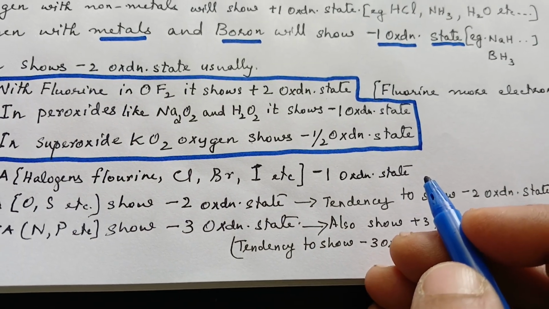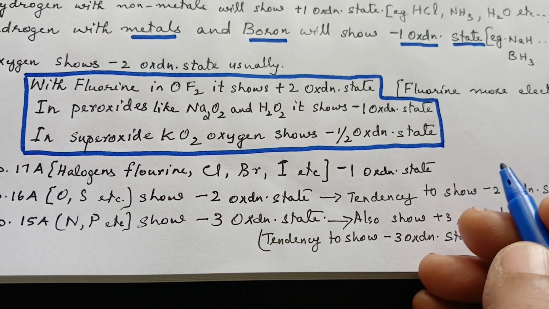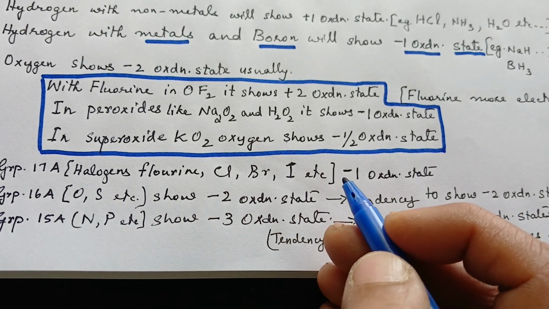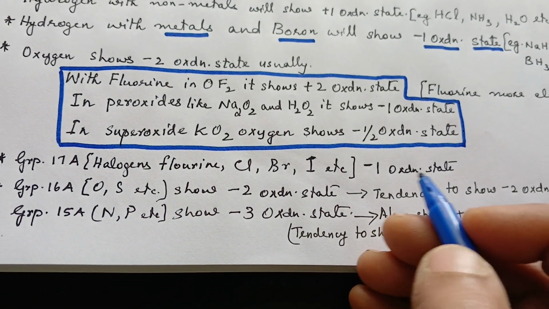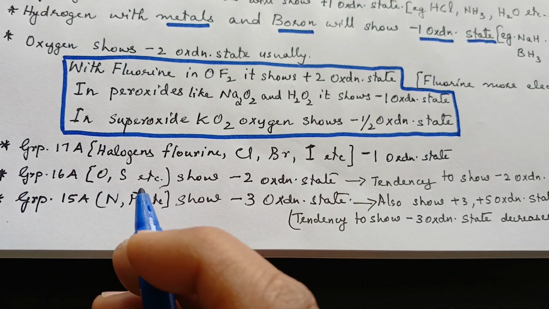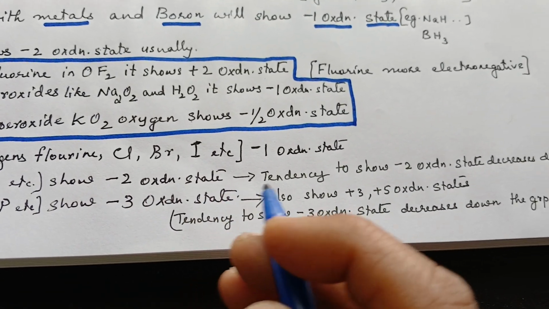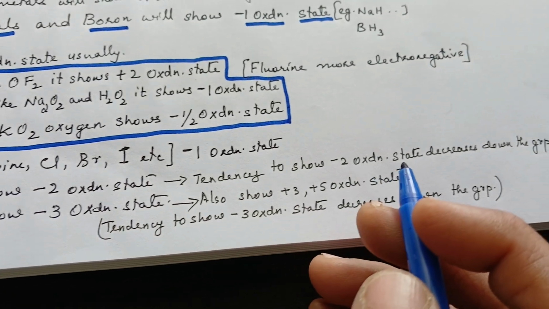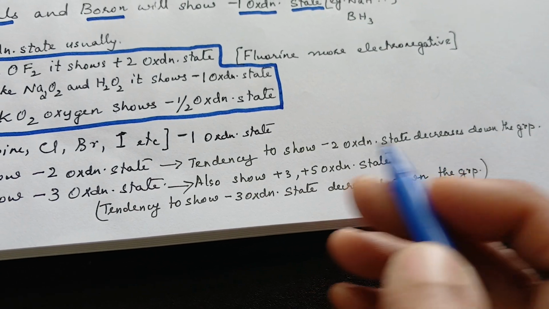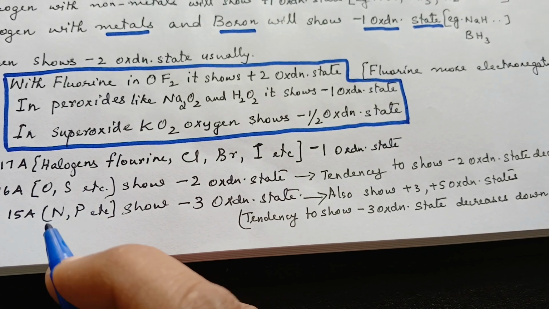In group 17, halogens like fluorine, chlorine, bromine, iodine, etc., they will be showing -1 oxidation state in their compounds. Whereas in their diatomic state, that is Cl2, Br2, etc., they will be showing 0 oxidation state. But when they are combining with other atoms, they will show -1 oxidation state. Electronegative elements, these are. Then group 16, that is oxygen, sulfur, etc., they show -2 oxidation state usually, but the tendency to show -2 oxidation state decreases down the group, as you come to heavier chalcogens. This group is called chalcogens. That is the group 16.